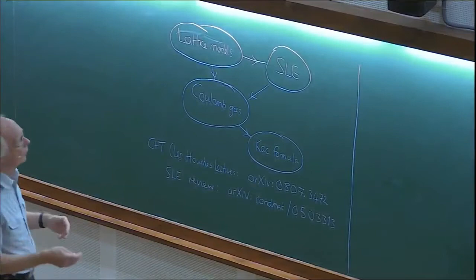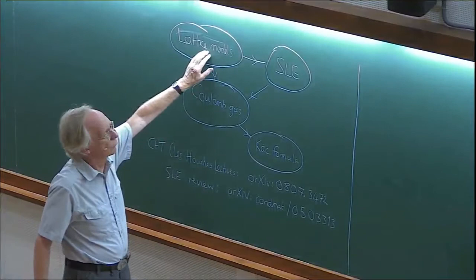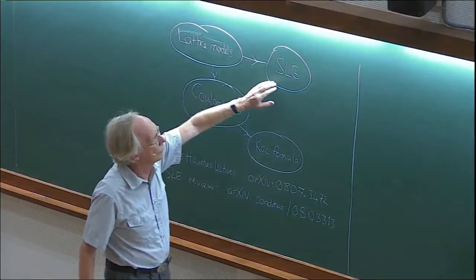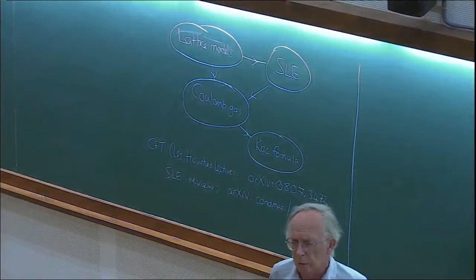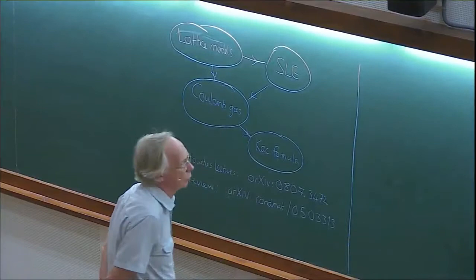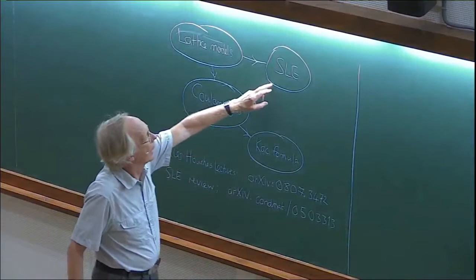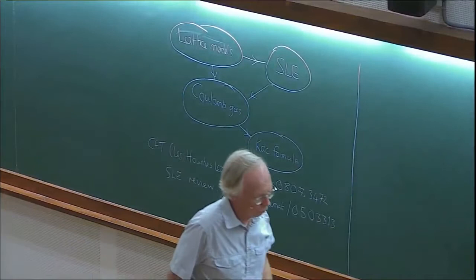I'll then completely switch gears and I'll go back to the random curve description of the lattice model, and I'll give you what will probably be a rather fast review of the mathematical description of these random curves using what's called SLE. And then at the end, I will link SLE to the Coulomb gas.